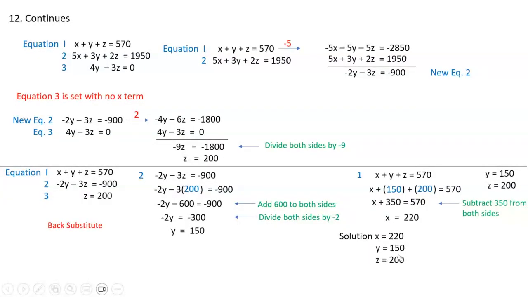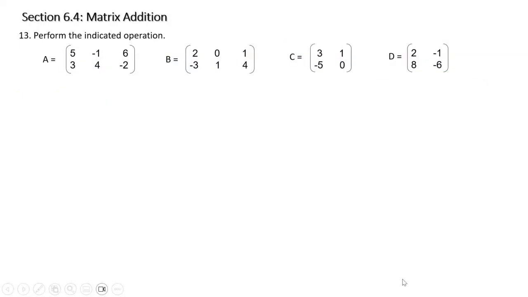So the answer is 220, 150, and 200. But remember, x was adults, teenagers was y, and preteens was z. So it's going to be 220 adults, 150 teenagers, and 200 preteens in the concert.